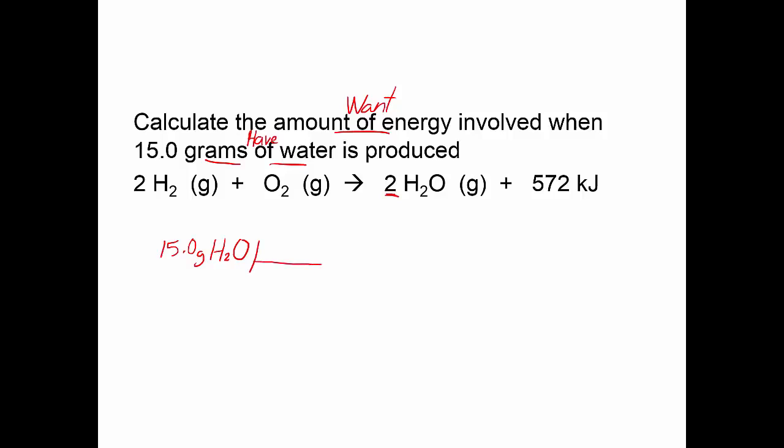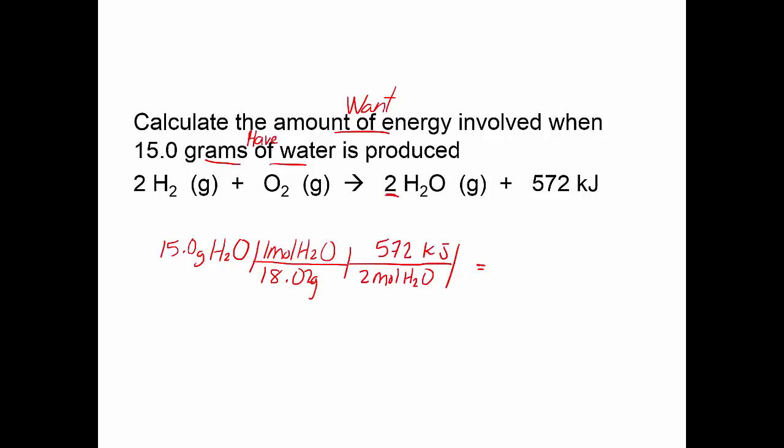But I didn't give you moles. So first thing you're going to have to do in this case then is convert your grams to moles. 18.02. Now go to your balanced equation, and here's your ratio. For every 2 moles of water, you have 572 kilojoules released. So then you can pick up your calculator. 15 divided by 18 times 572 divided by 2. Again, some people may go 15 times 572 divided by 18 divided by 2, however you do it.